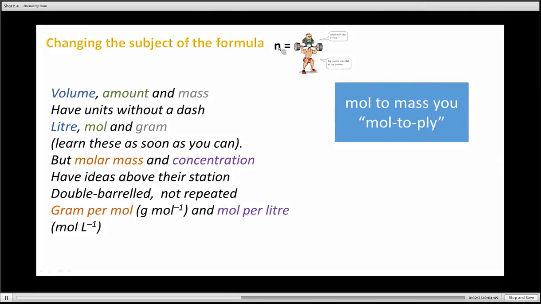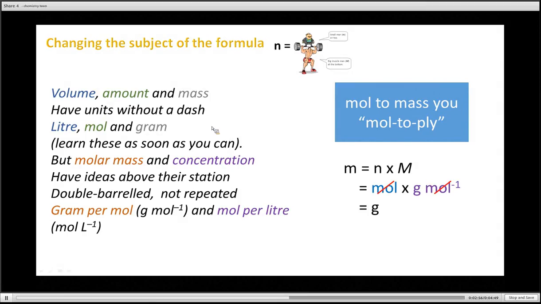So say we want to change it. Here we had n on the left-hand side, but say we wanted mass on the left-hand side. We're changing the subject of the formula. Now remember, mole to mass, you multiply. So if I want mass on the left-hand side, I have to multiply the moles by the molar mass, and use units to check if you're correct. So it's moles times grams per mole. They cancel out, leaving me with the correct unit of mass, which is grams.